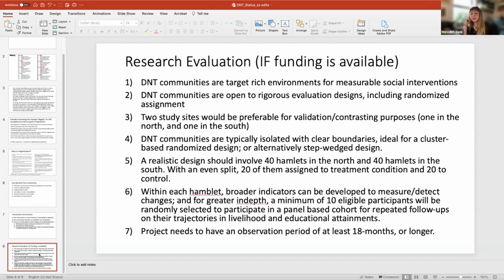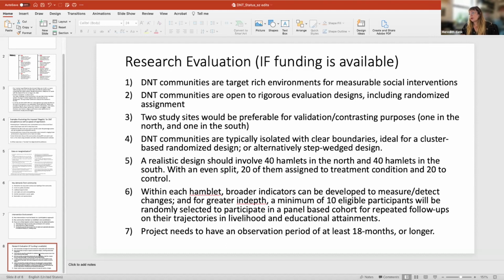D&T communities are typically isolated, primarily because within the caste system, they are forced to be isolated from other people. So, from a research perspective, there are clearer boundaries as a result, which would be ideal for a cluster-based randomized design, or alternatively a step wedge design, as I had mentioned before. A lot of these communities are divided into hamlets, and there are several hundred households within each hamlet. So there is definitely opportunity not only to start with the prevalence baseline study that Abby Long had mentioned from JTIP, but then to also do a very in-depth intervention program, and to then do an end-line study to see if there was a reduction in trafficking.